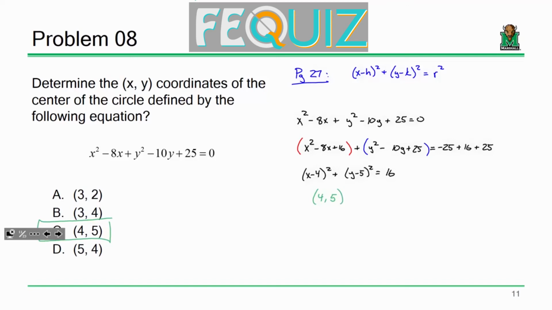Well, the standard form is x minus h, so h is 4. If it was x plus 4 squared, then the center would be negative 4, 5. It's a good question.